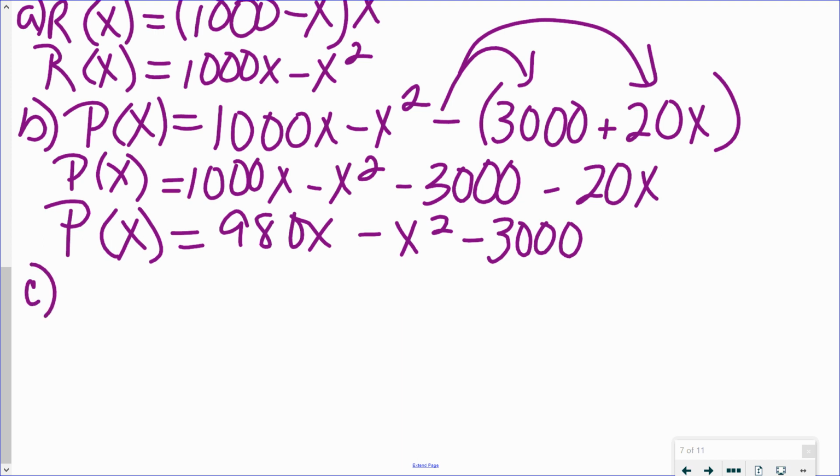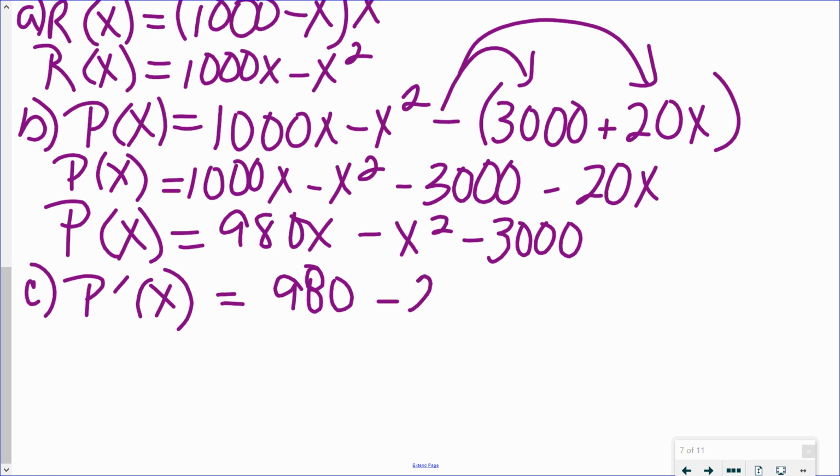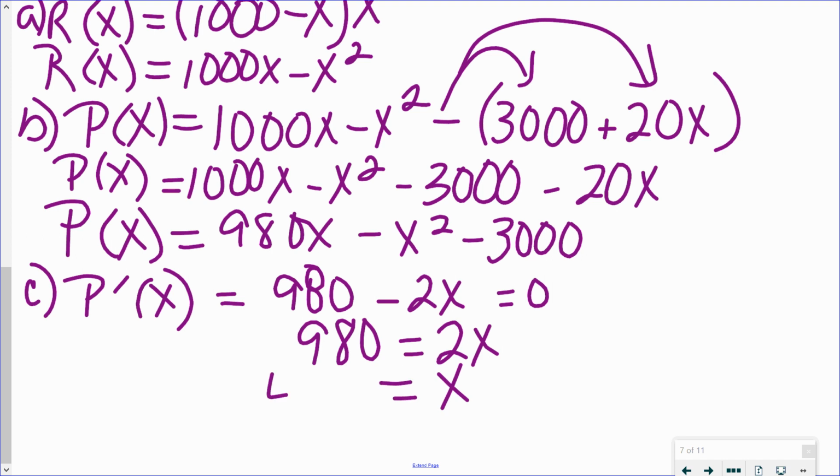Okay, part C asks us how many units we need to make in order to maximize profit. That means we are going to take the derivative of profit. So we get 980 minus 2x. Again, that function exists everywhere, so we're just going to go ahead and set it equal to 0 and solve. We get 980 equals 2x, which means x equals 490 units. I think these were stereos, so you could have labeled it with that as well.